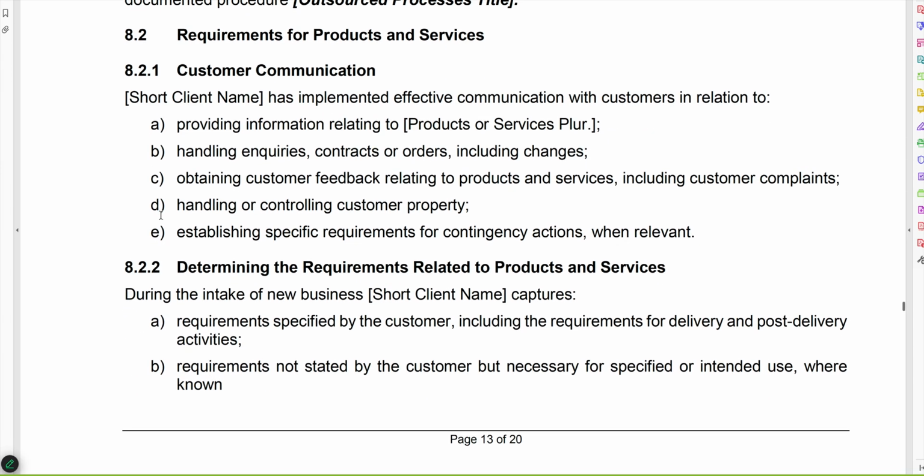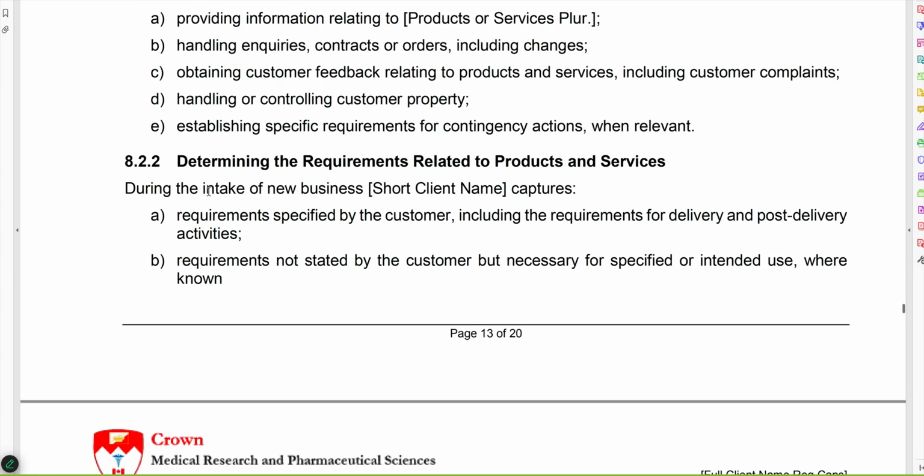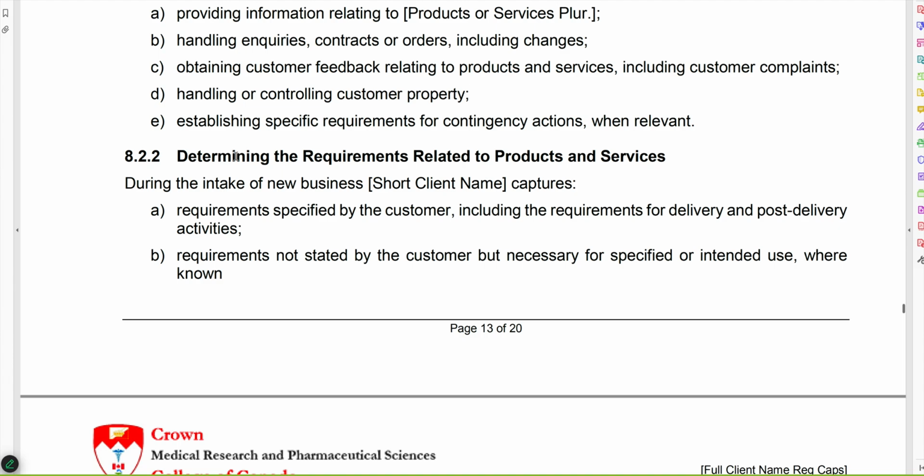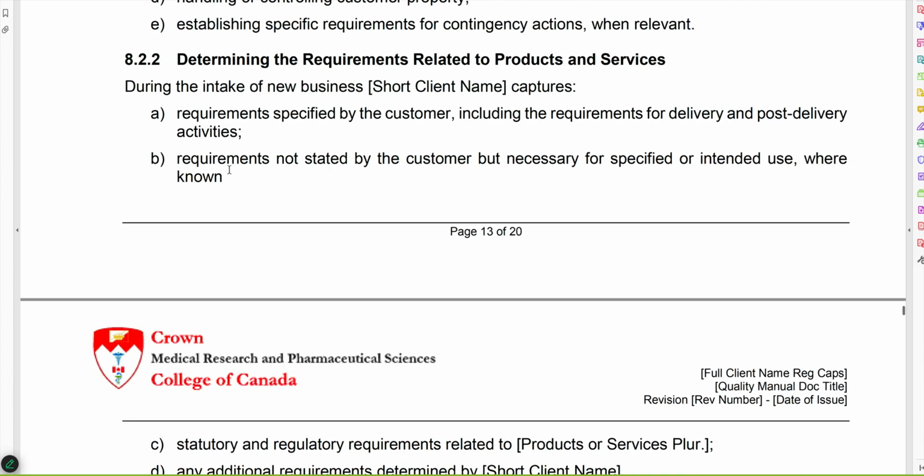Now in section 8.2, we are going to add information related to the requirements for products and services. I already explained about the customer communication. So here, in the customer communication section, we write about the systems that have been implemented and how we handle and use the data. Then in section 8.2.2, we are talking about determining the requirements related to the products and services. So we are going to write the information about that as well.